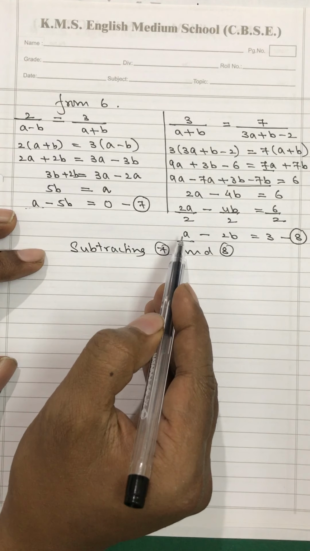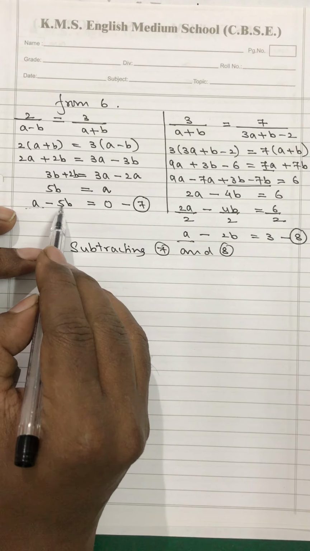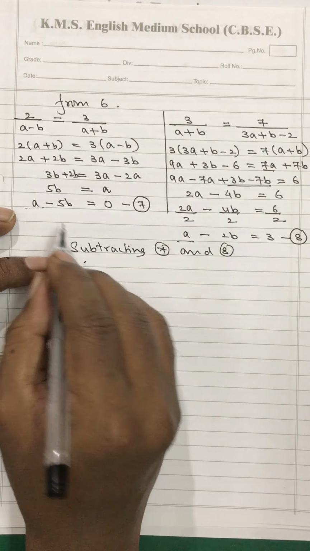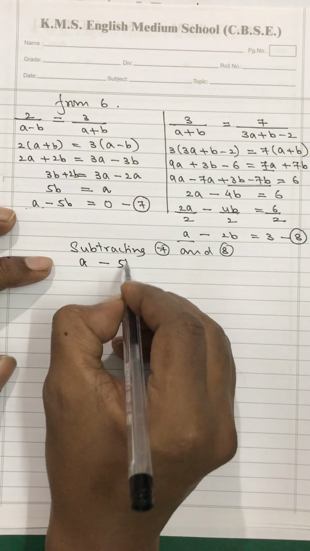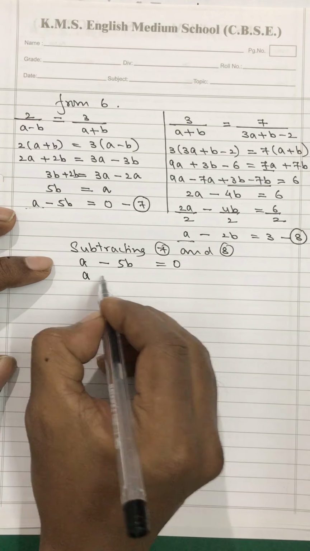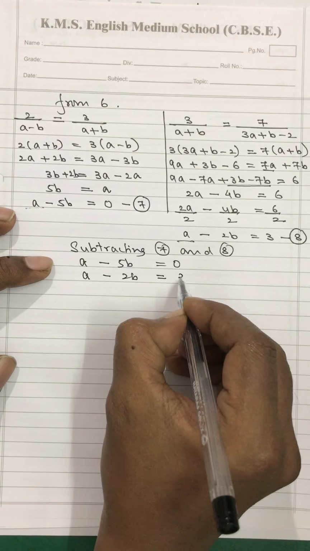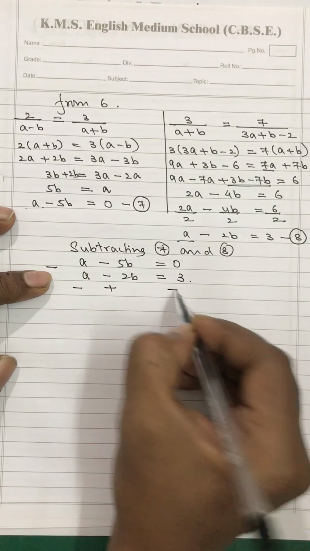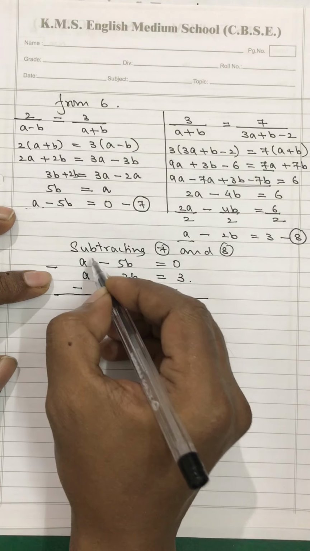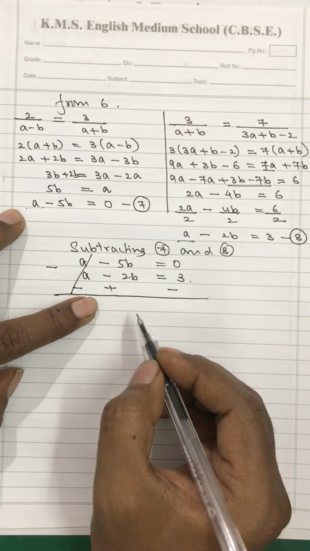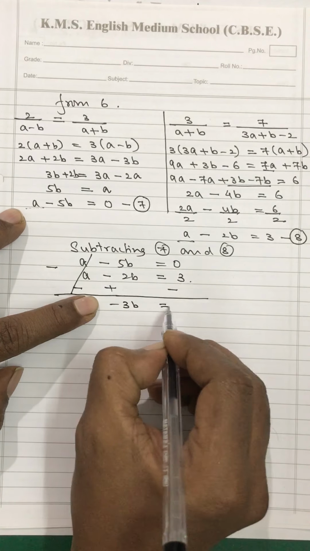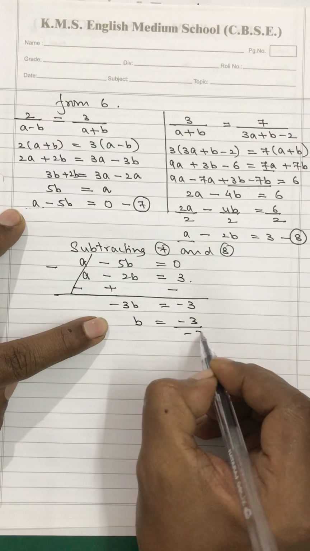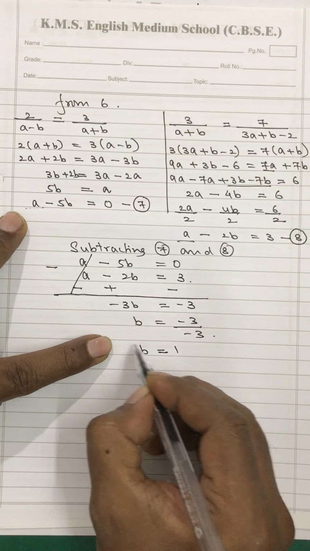When coefficients were equal, I went to equate the coefficients of B. That is really very bad. So of course, subtracting the equations: A minus 5B is equal to 0 and A minus 2B is equal to 3. So this I will subtract, so plus will become minus, minus will become plus. A is gone. Minus 5B plus 2B will give me minus 3B. 0 minus 3 will give me minus 3, then B is equal to minus 3 upon minus 3, that is B is equal to 1.